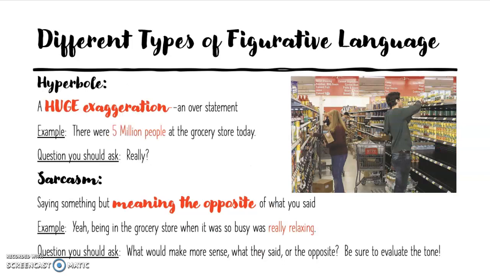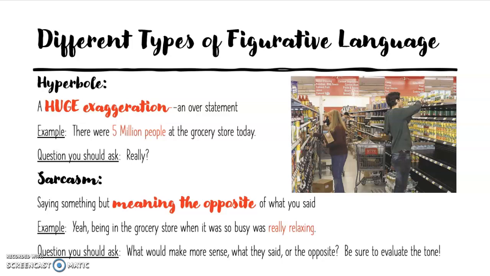All right, so next we're on to hyperbole. Hyperbole is a huge exaggeration. It's an overstatement. So my example here is there were 5 million people at the grocery store today. And the question you should ask is, really? There were 5 million people? Does that even make sense? 5 million people wouldn't fit in the grocery store, right? So this is a huge exaggeration, so it's hyperbole. What I really mean is it was really crowded at the grocery store. That's the message that I'm trying to get across.